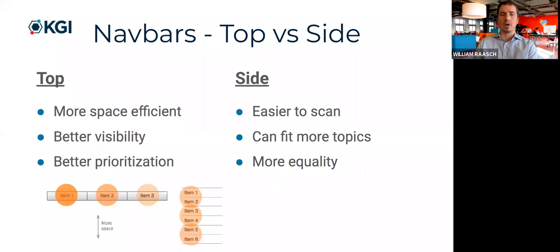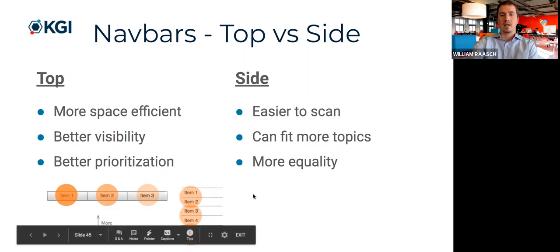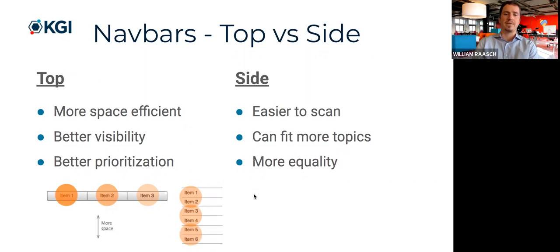And then there's also more equality. Because you can fit a bunch of them on here, they're really looked at by the user as equal. So if you've just got a bunch of different categories, like for instance, going back to the Wikipedia for nurses, just the different specialties where no specialty is a higher priority than the others. We want to treat the cancer specialty the same as OBGYN, the same as emergency. That vertical sidebar can actually be more useful.